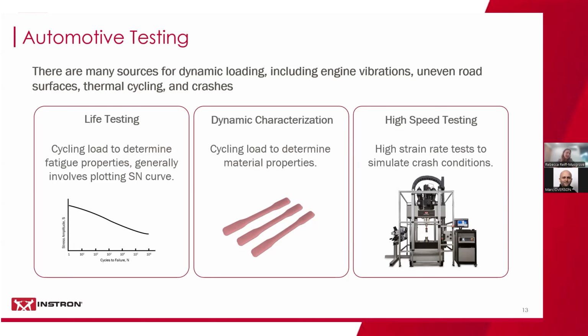The second type of testing is dynamic characterization. When we describe this, we're talking about cycling the load to determine material properties. So this can be things like the dynamic stiffness or elastic properties. The reason we see this a fair amount is we get a lot of polymers in the automotive market. If you think about your car, there are a lot of polymer components. One that strikes me in particular is the polymer and rubbers in your tire, for example. And of course, as they're rotating around, they're experiencing different stresses as they move.